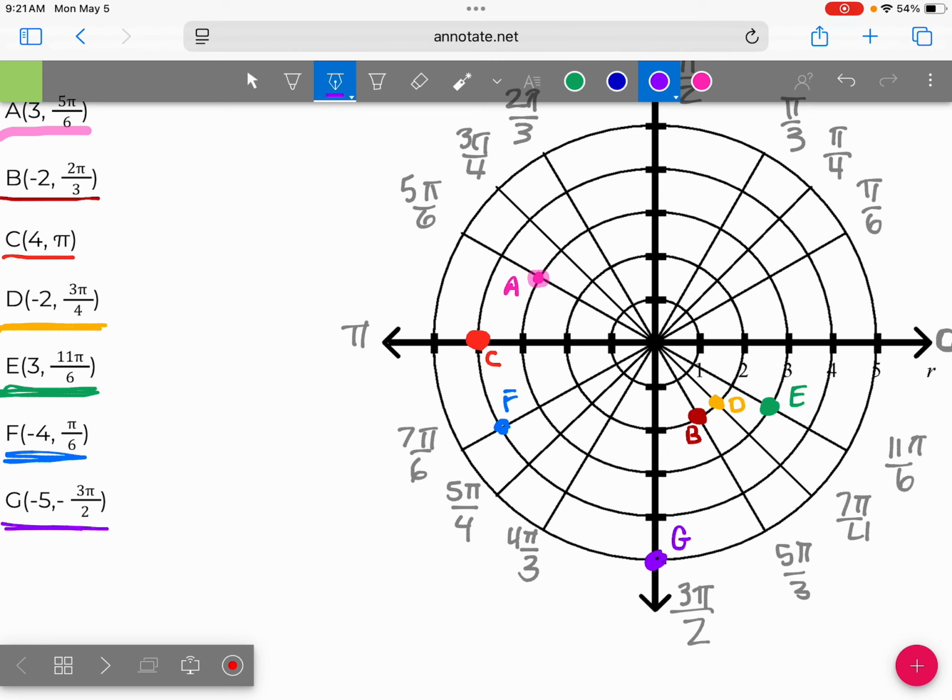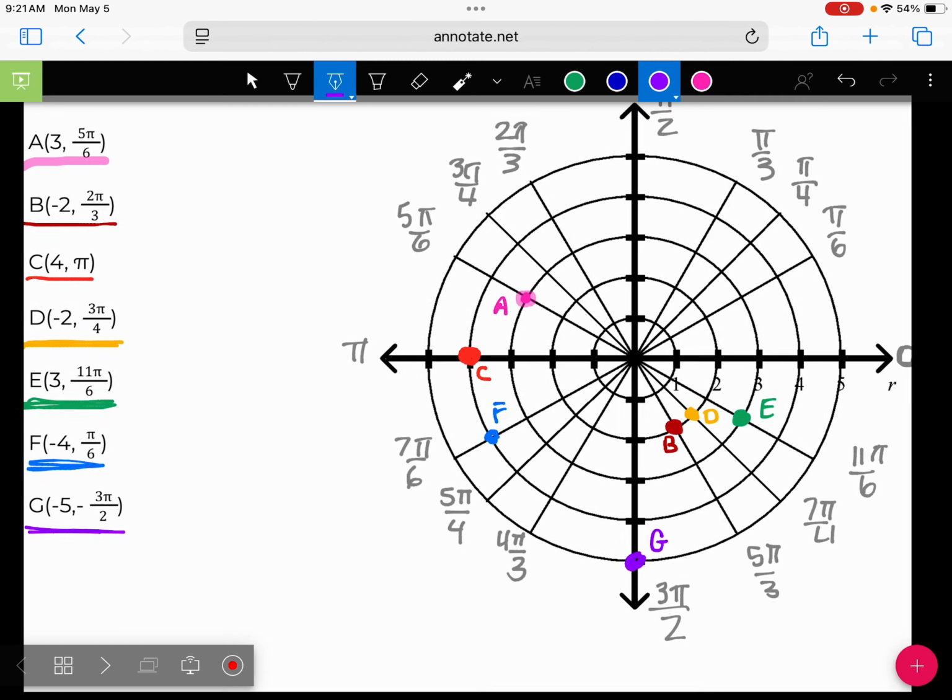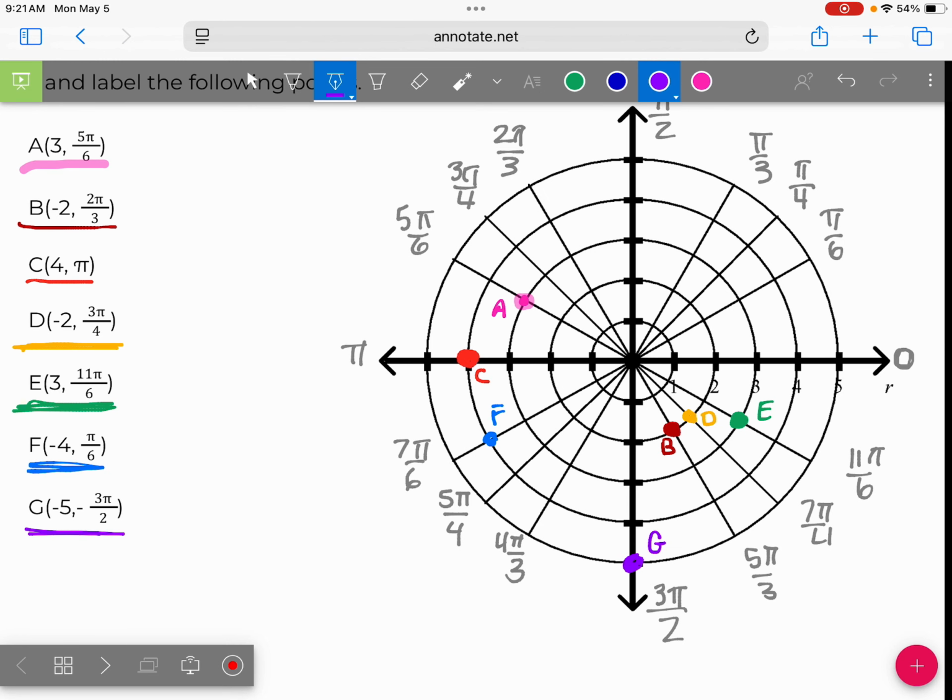See if you can get F and G up here. G is probably one of the trickier ones because we have a negative angle and a negative radius. So I'm going to put both F and G up here. F is going to wind up down here with that negative 4 pi over 6.